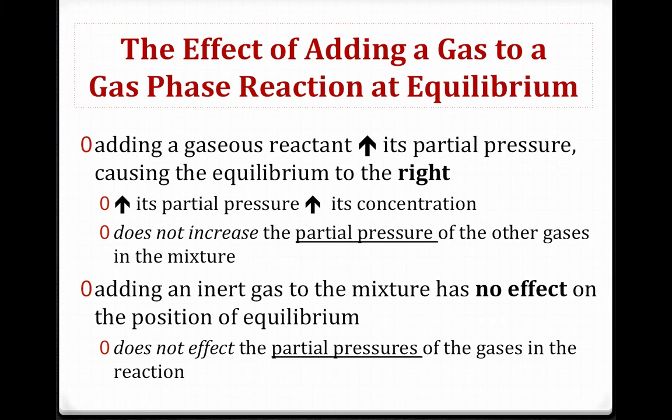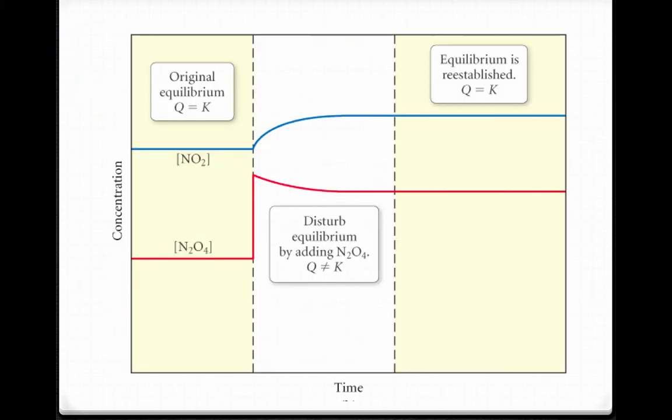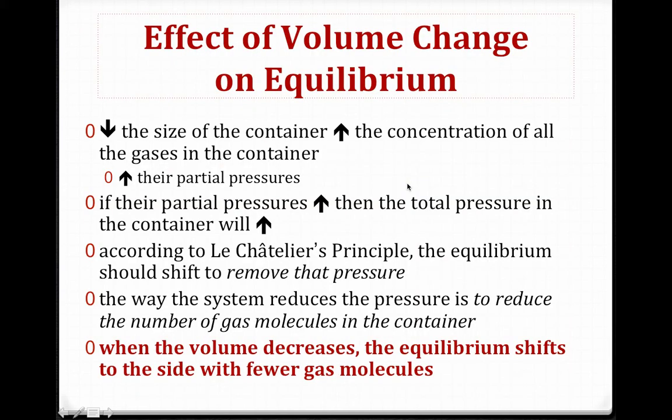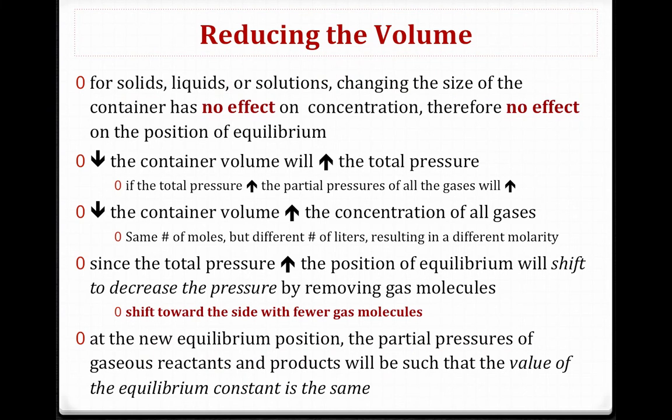When you have a gas, adding a gaseous reactant increases the partial pressure, causing the equilibrium to shift right. Adding an inert gas has no effect. So if you're adding a gas changing the pressure for gases, it's always going to move to the less occupied area. So if you increase the pressure, the reaction is going to shift to the side with fewer moles. Again, same thing, you're going to see a great disturbance, equilibrium getting reestablished.